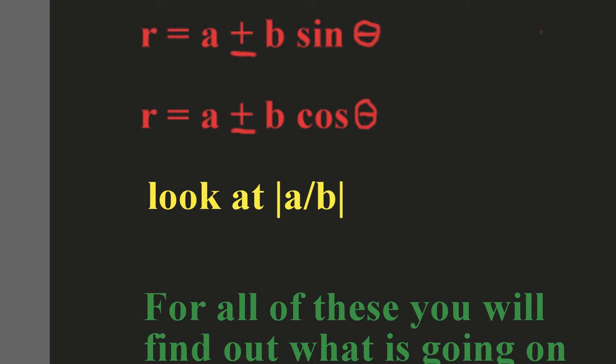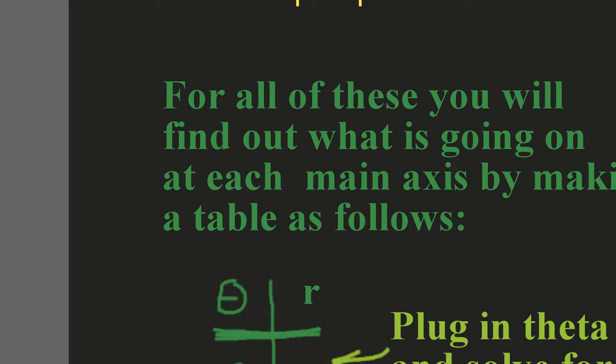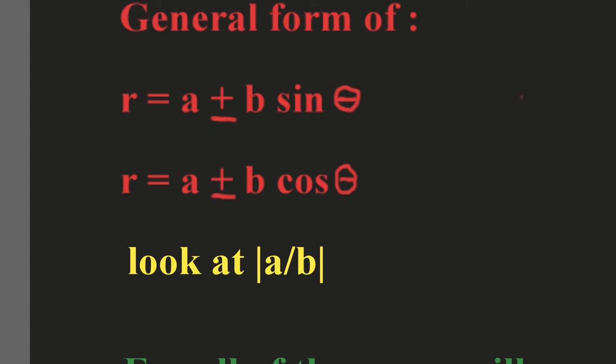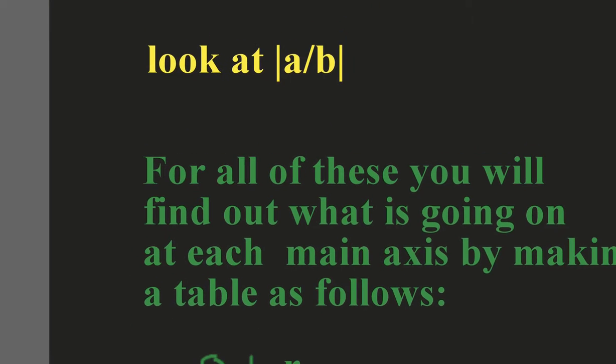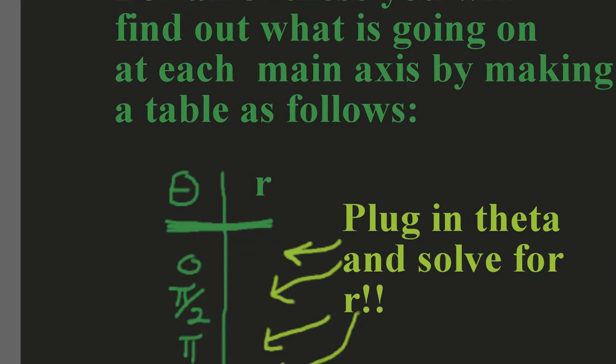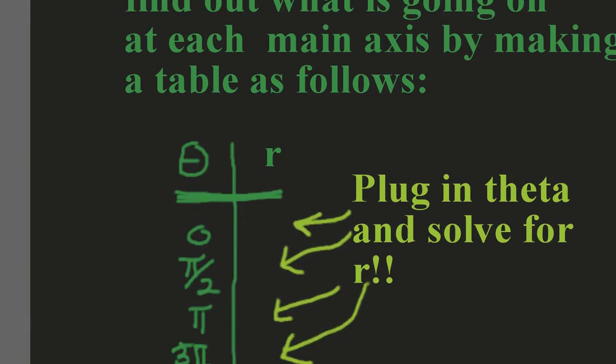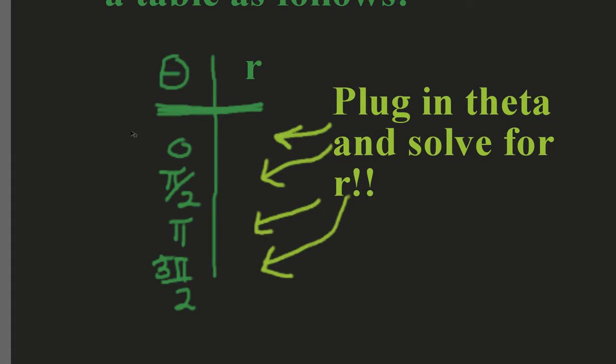So the way we're going to approach these is, for any of these that have that basic formula or format, you're going to form a table to figure out what's going on at each main axis. So you're going to plug in a theta of 0, for instance, into your equation and then figure out what r is. And then plug in pi over 2, and then pi, and then 3 pi over 2. Okay? Then you'll get 4 r values, and by knowing which one of the basic shapes you're dealing with, then you can connect the dots.